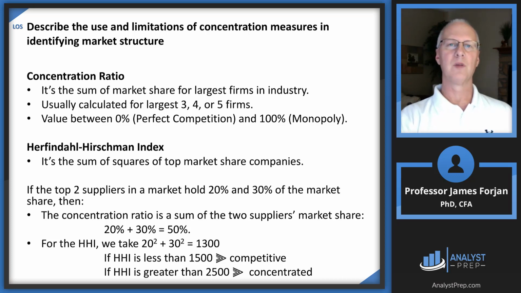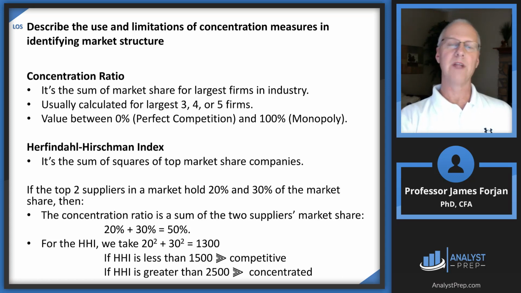The HHI is a little bit more complex. Mathematically, what you do is you square the market shares of the top firms and then you sum those. Let me give you a good example here at the bottom. If we have two top suppliers holding 20 and 30% of the market share, then the concentration ratio of those two suppliers is 50%. Of course, 20 plus 30 is 50%. And so you can get a sense of whether or not that market is concentrated. Sounds to me like if two firms hold 50% of the market, then they can probably have some influence over the pricing structure.